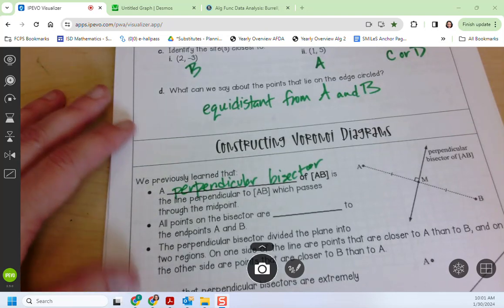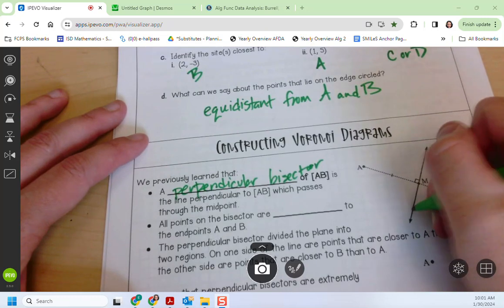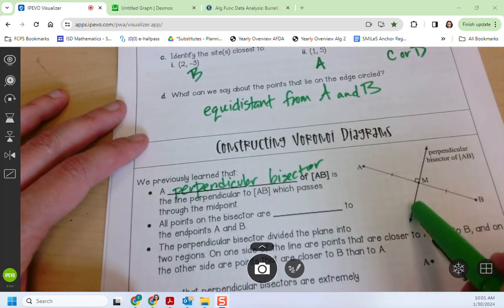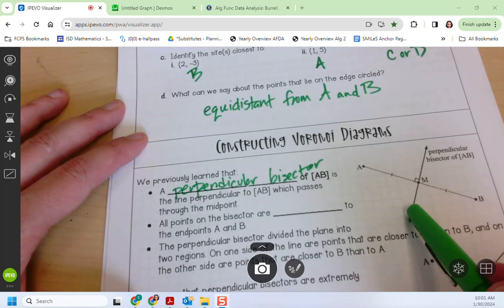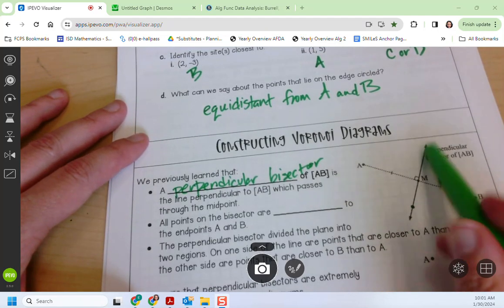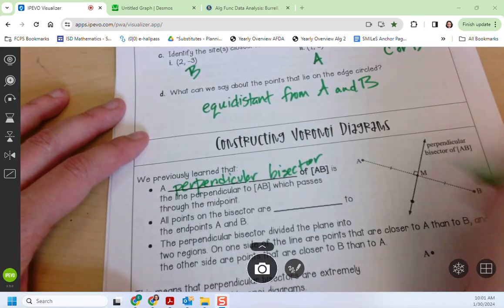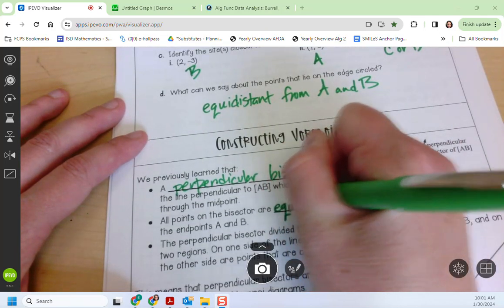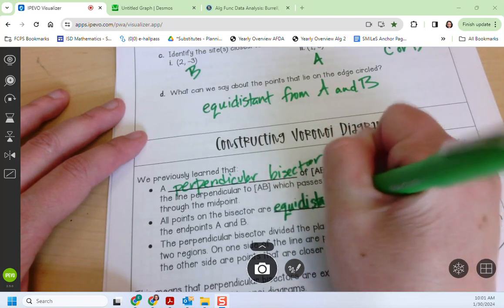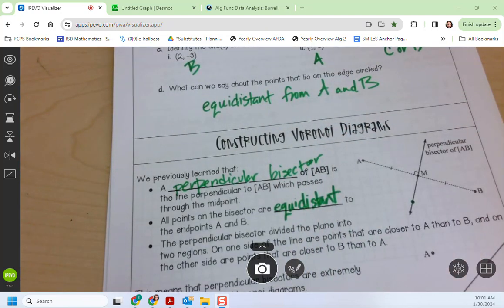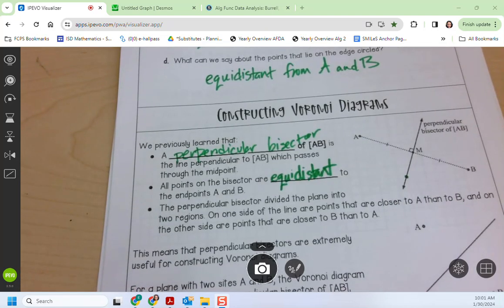All points on the perpendicular bisector, so let's look at a random point. Here's one. All points on the perpendicular bisector are equidistant from A and B. No matter where you are on the perpendicular bisector, you will always be the same distance from A and B. The perpendicular bisector divides the plane into two regions. On one side of the line are the points closer to A, and on the other side of the line are the points that are closer to B.